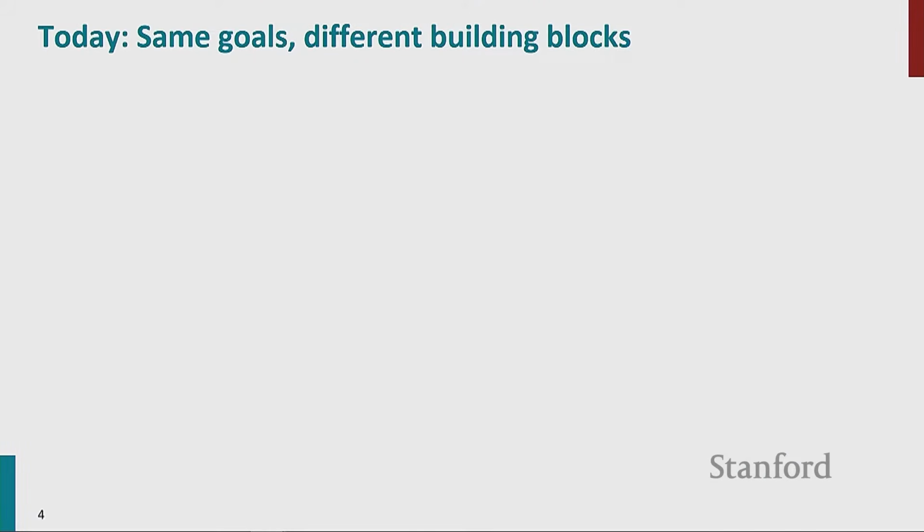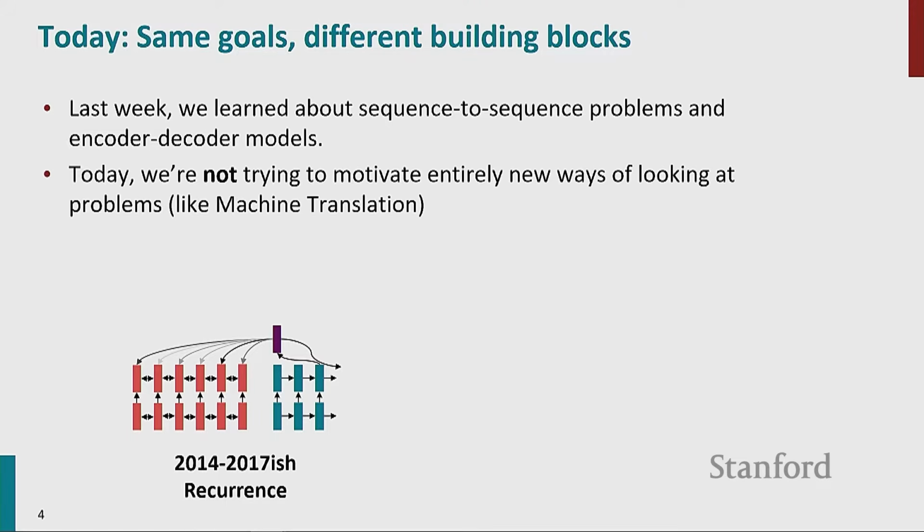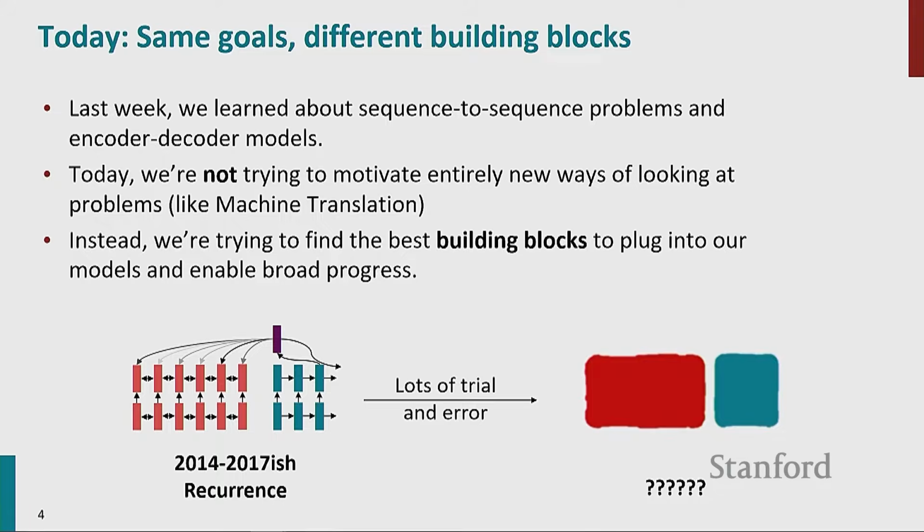In this lecture, we have the same goals. We're going to be looking at a lot of the same problems that we did previously, but we're going to use different building blocks. From 2014 to 2017-ish, I was using recurrence, and through lots of trial and error, years later, we had these brand new building blocks that we could plug in, a direct replacement for LSTMs, and they're going to allow for a huge range of much more successful applications. So what are the issues with the recurrent neural networks we used to use, and what are the new systems that we're going to use from this point moving forward?